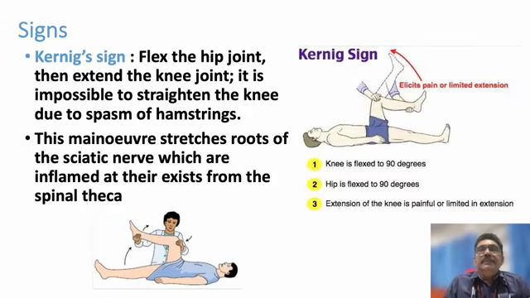Now there are a few signs which are very important in meningitis. One is Kernig sign. To elicit Kernig sign, you flex the hip joint, then extend the knee joint. It is impossible to straighten the knee due to spasm of the hamstrings. This maneuver stretches the roots of the sciatic nerve, which are inflamed at their exit from the spinal theca. So you can see the picture. Flex the hip, then extend the knee joint, so that the patient develops severe pain in the back. That is a classical finding seen in meningitis.